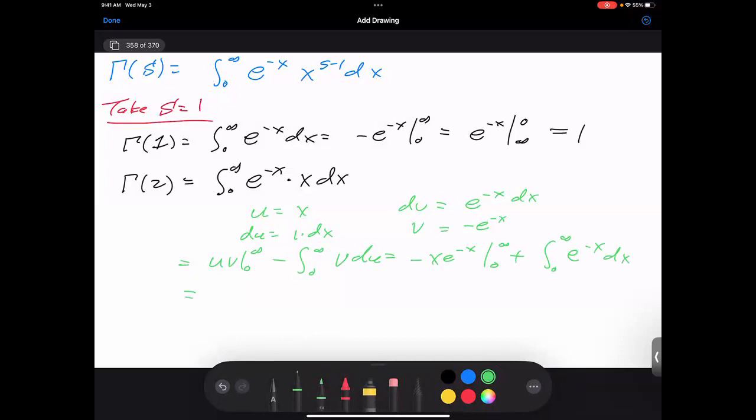Well, when I put in 0 and infinity for the boundary term, when I put in 0, I get 0. When I put in infinity, I get infinity times e to the negative infinity. How do you evaluate x times e to the minus x? What do you do? We've got infinity. When we put in infinity, we would have the limit as x goes to infinity of x e to the negative x. This is the limit as x goes to infinity of x over e to the x. How would you evaluate that limit?